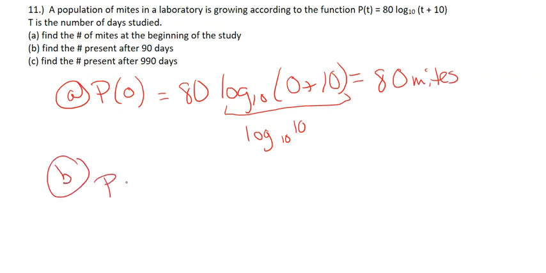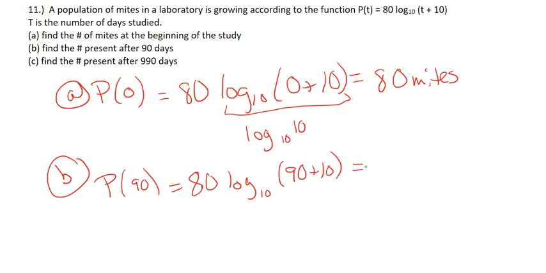I'm going to do the same thing with 90 days. So after 90 days, I'm going to do 80 times log base 10 of 90 plus 10, and we're going to evaluate that. You're actually going to use your calculators to do this one. In your calculator, you'll hit 80, and then log. The log button implies base 10. It's a common base, so you don't have to worry about that. Then in the parentheses, you do 90 plus 10, which is 100. Close that up, and you get 160 mice.